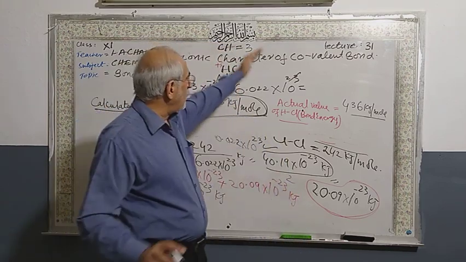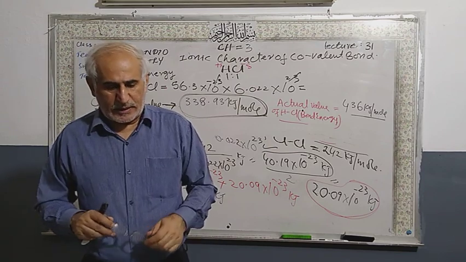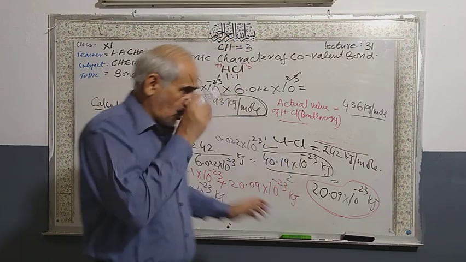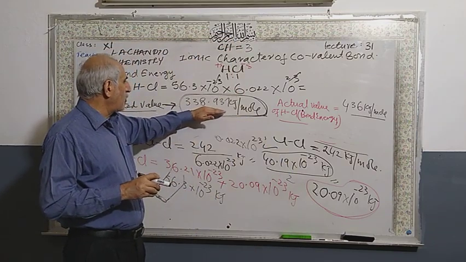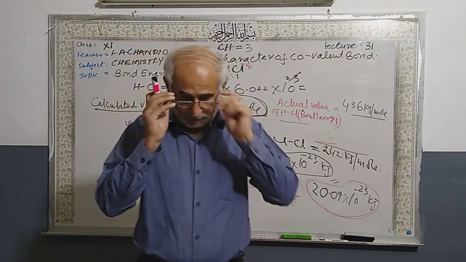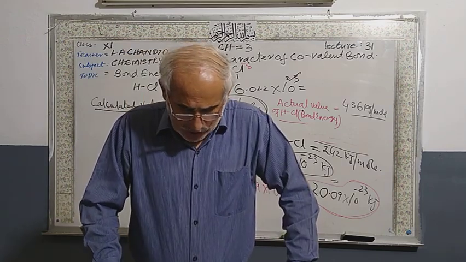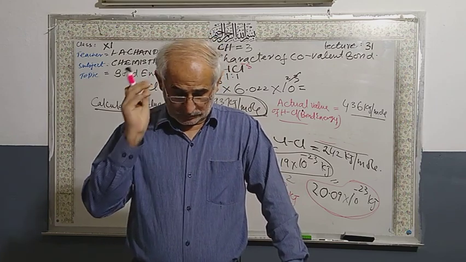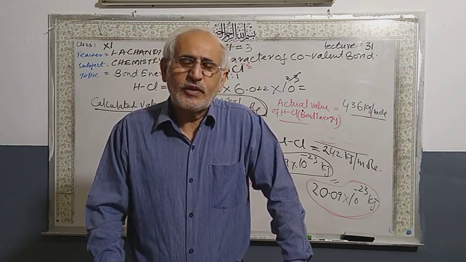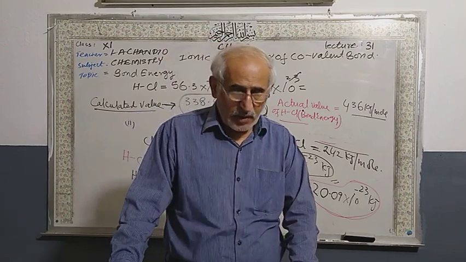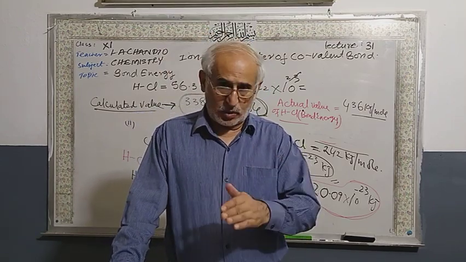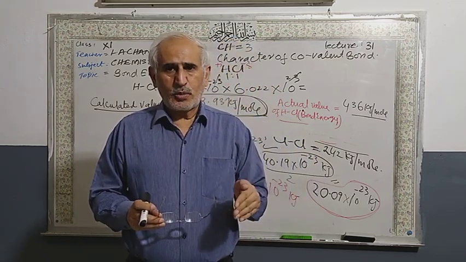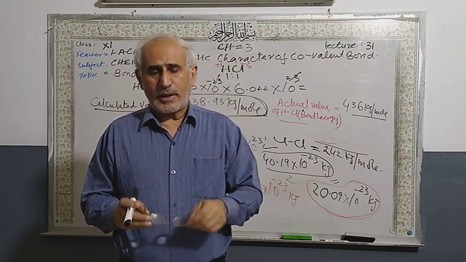And if you make the calculation for hydrogen bromide by using this method, you will get 311, meaning the theoretical value for hydrogen bromide will be 311. The observed value is 366. So the difference is 55, less than hydrogen chloride. So it is less polar, it has less ionic character. Hydrogen bromide has less ionic character as compared to hydrogen chloride.